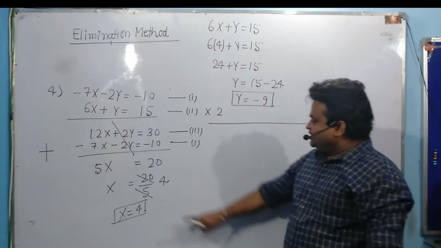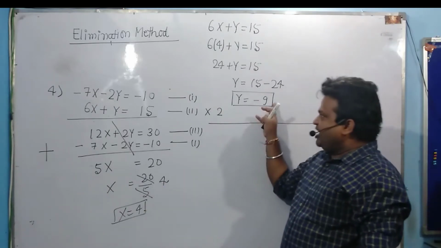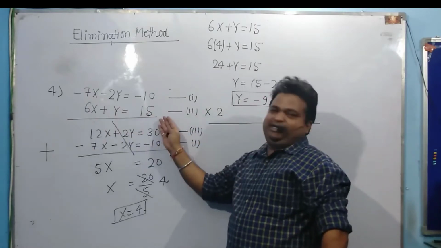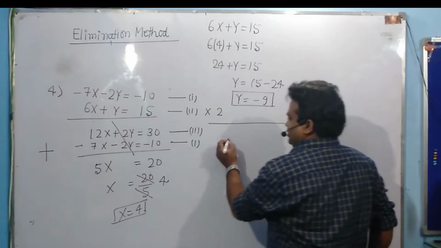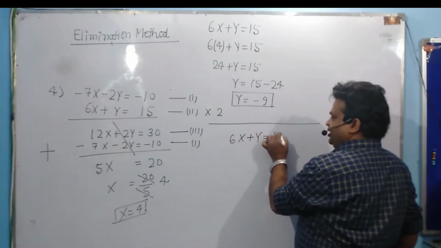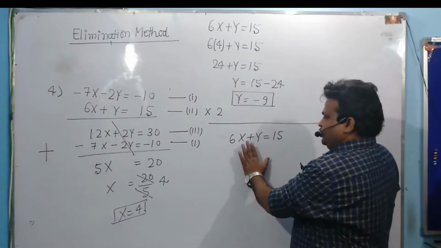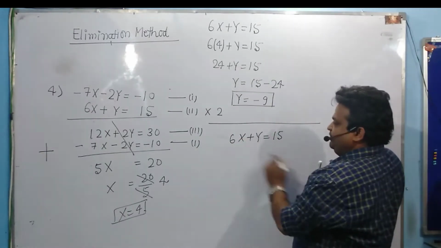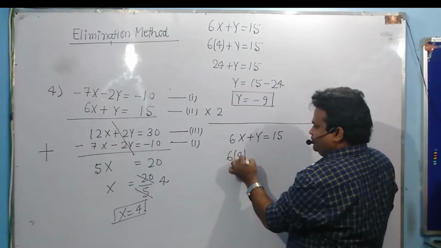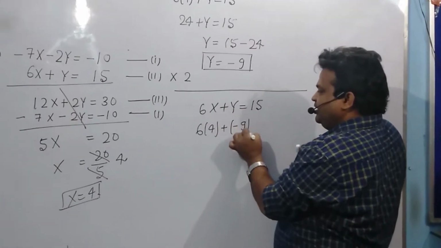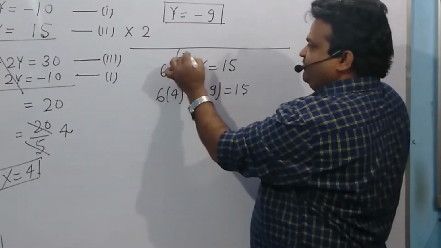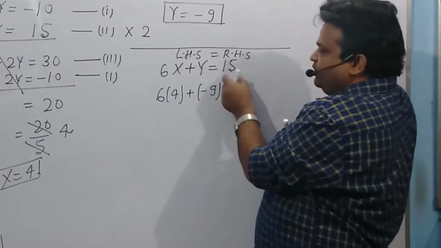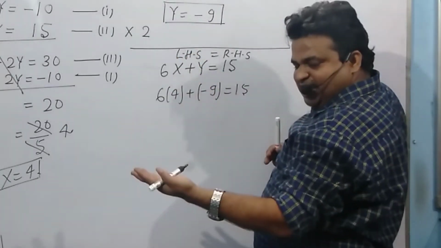Now check. How can you check whether your answer is correct or not? By simply putting the x value and y value in either equation number 1 or equation number 2, you will get the left-hand side value equal to the right-hand side value. For simplicity, I am taking the equation 6x + y = 15, which is my equation number 2. If the left-hand side is equal to the right-hand side, it means my answer is correct. So I put x as 4 and y as -9. This part is my left-hand side and this part is my right-hand side. The right-hand side is already 15, so if my left-hand side is equal to 15, my answer is correct.